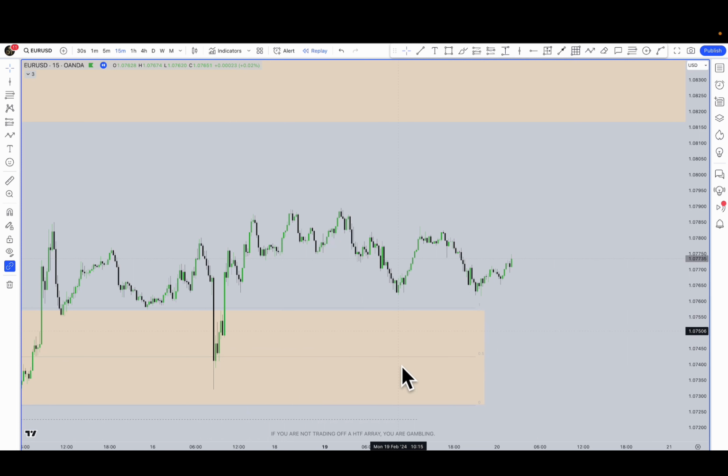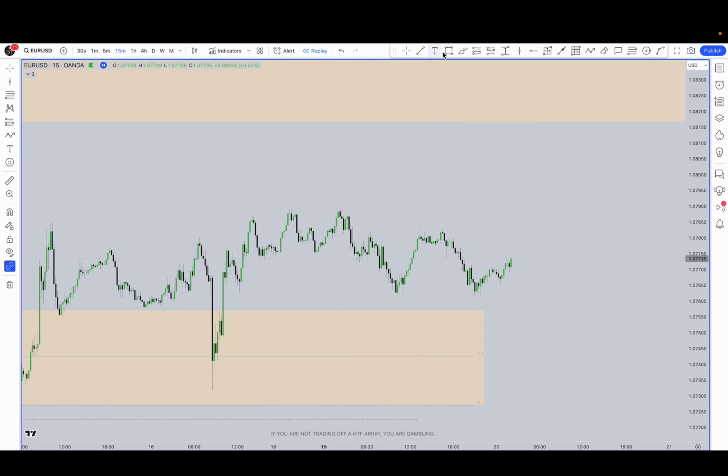So now we are going from the 4-hour to the 15-minute. And we have at the bottom here our 4-hour inversion fair value gap outlined. And now on the 15-minute, we're going to frame a trade around this. So we have this fair value gap right here. And now let's see what price gives us.